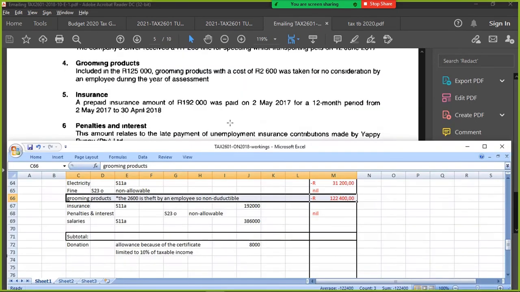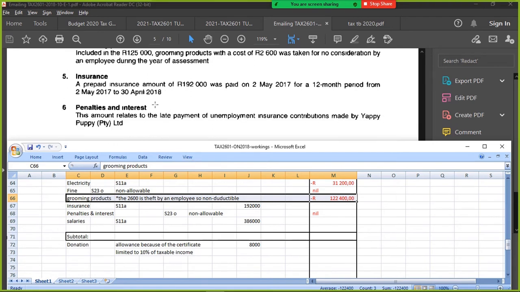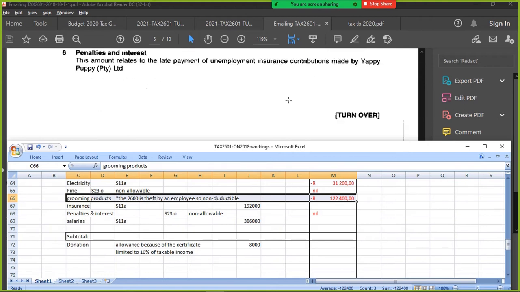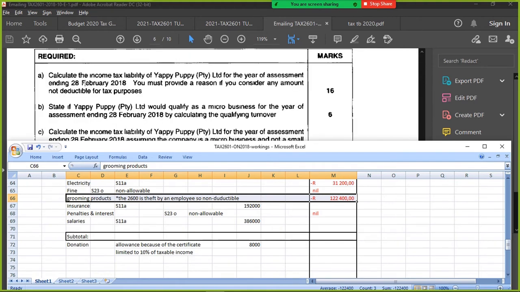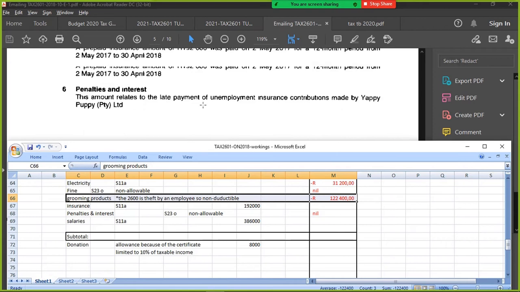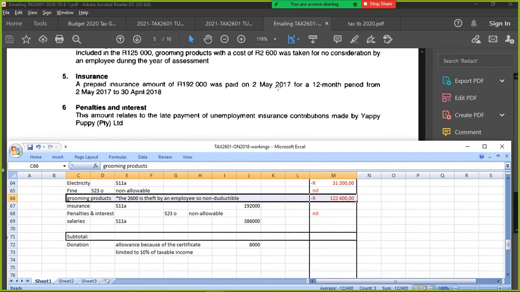All right, let's have a look at the next one. Okay, the prepaid insurance. A prepaid insurance amount of 192,000 was paid on the 2nd of May. Okay, so here you've got to look at the dates. All right, so what year end do we have here again? What is the year end? 28th of Feb. 28th Feb 2018. What date was this? May 2017.